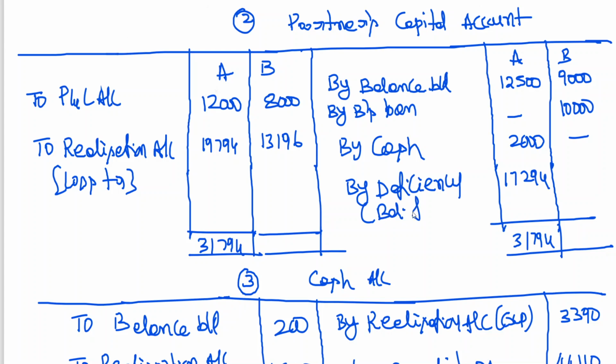This is the balancing figure. Similarly, we can do 8,000 plus 13,196. It is coming to 21,196. 21,196 minus 19,000. 2,196 is supposed to be brought, but he is unable to bring.